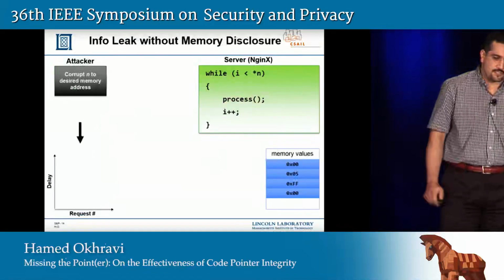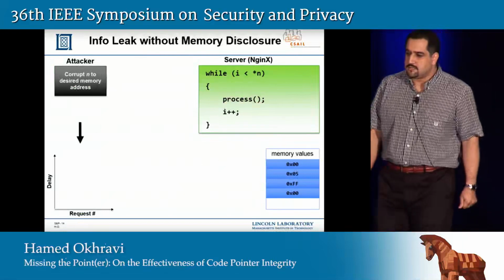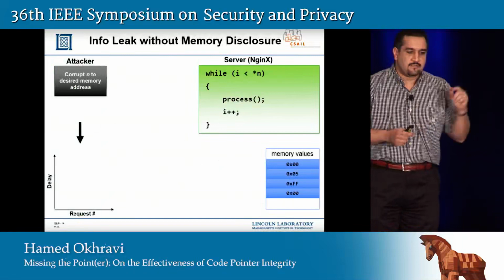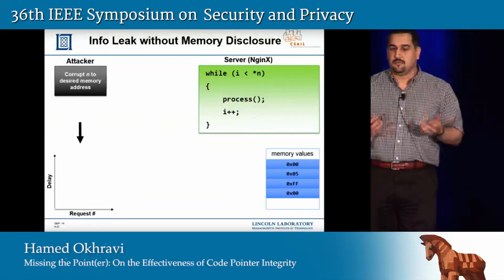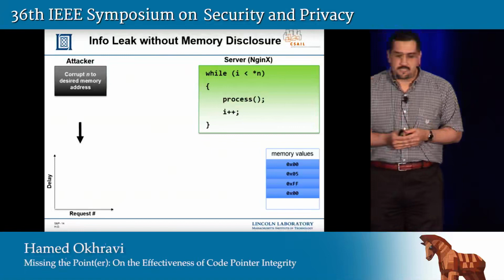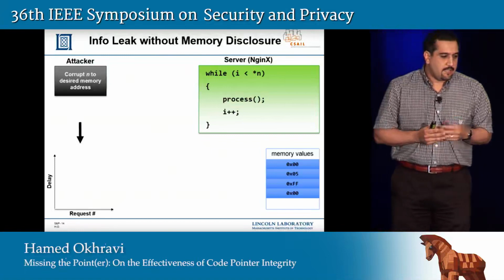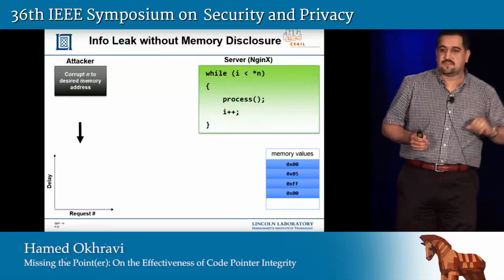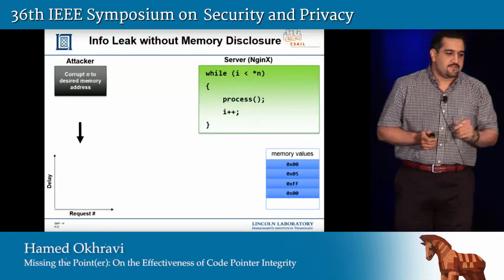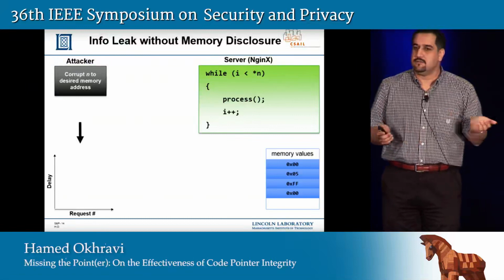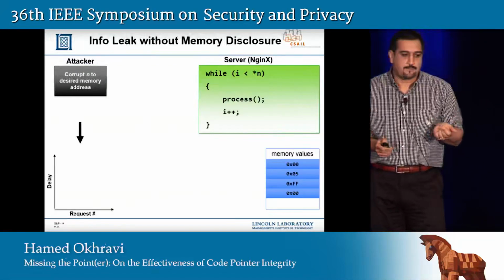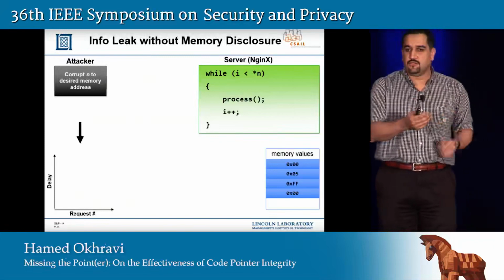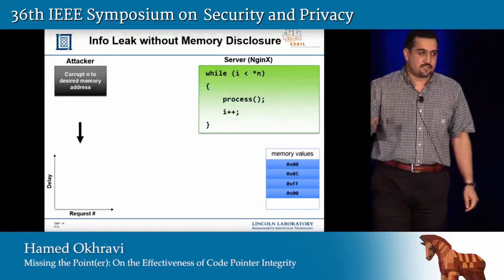And this is how it works. So on the right side, you have Nginx running, for example, the server. And there's a loop that depends on the value of a pointer, a data pointer in this case. On the left side, you have the attacker. Now, if the attacker corrupts the value of that data pointer, n, to point to some arbitrary location in memory, the runtime of that loop would depend on what value the pointer is pointing to.